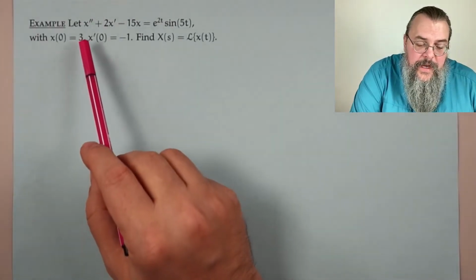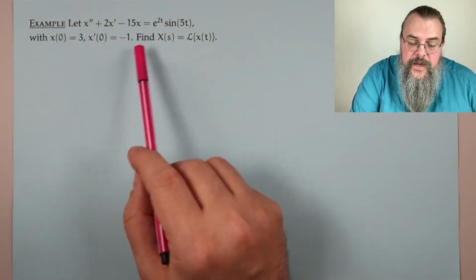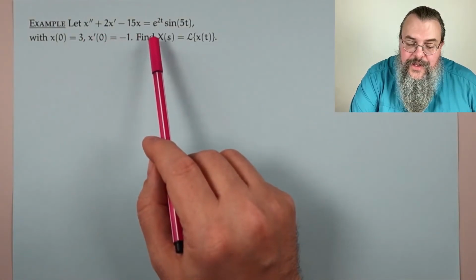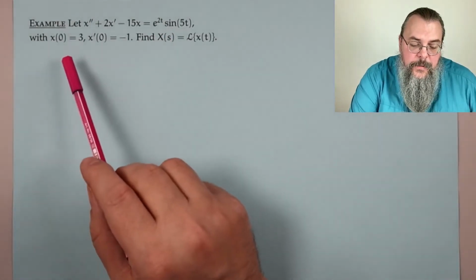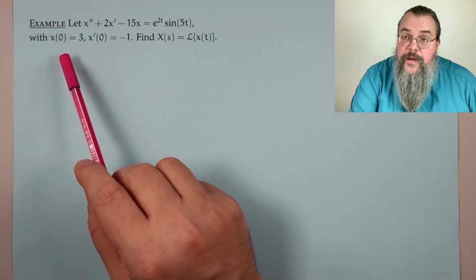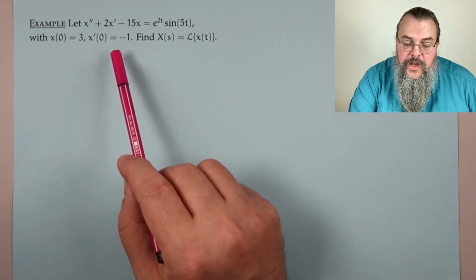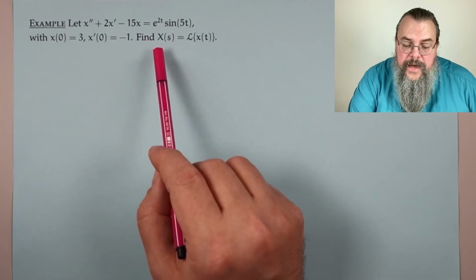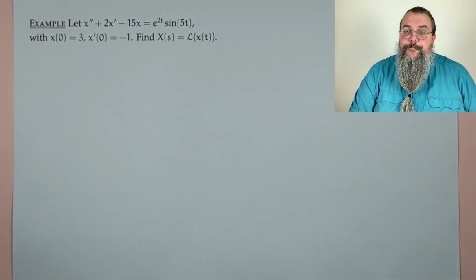So suppose we have x double prime plus 2x prime minus 15x is e to the 2t sine of 5t. And we know what happens to x at time 0, it's 3, and x prime at time 0 is 1. And we're after X of s, which is the Laplace transform of x of t.